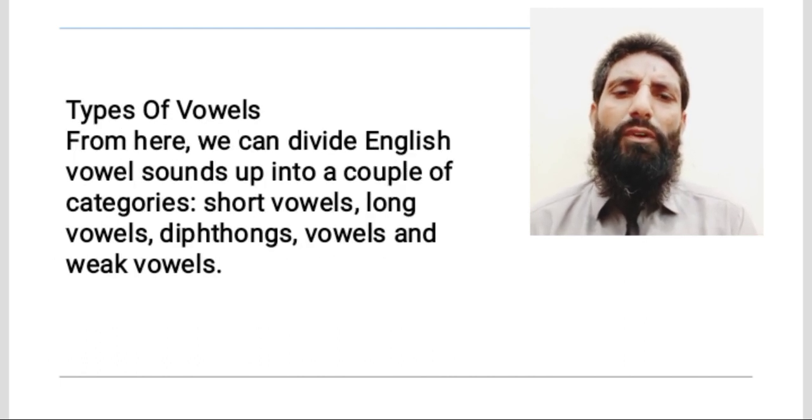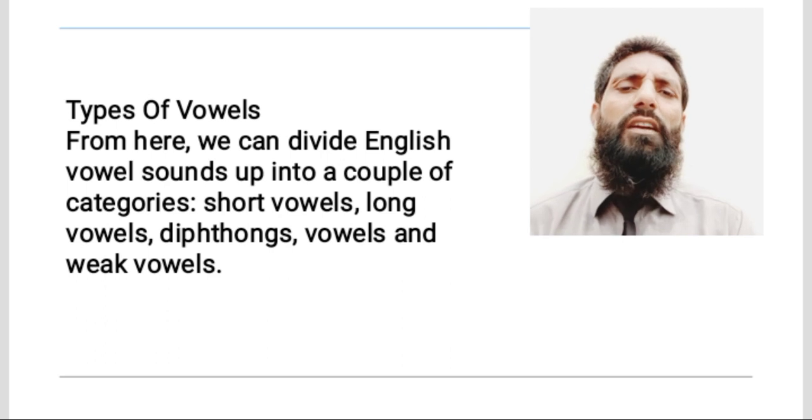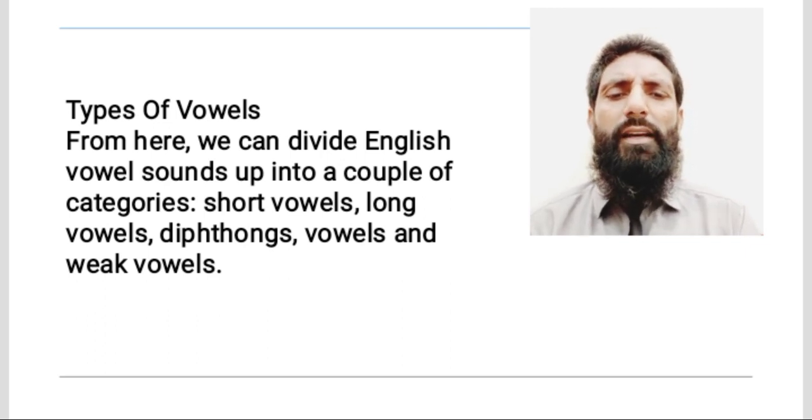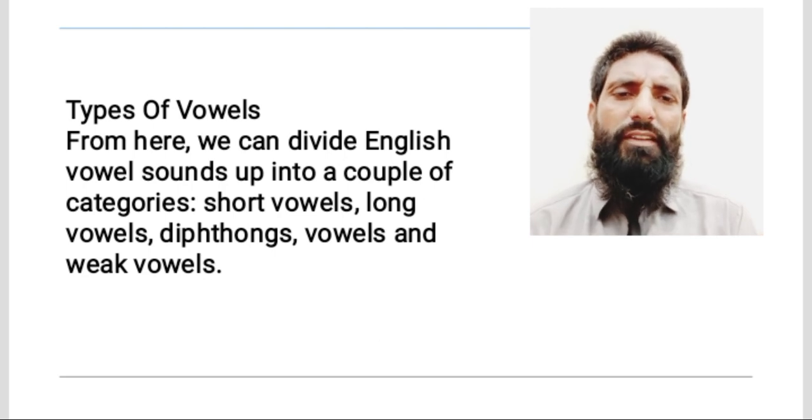Types of vowels. First of all, let us discuss the types of vowels, and then we will try to understand what are the syllables. Words can be monosyllabic, disyllabic, and polysyllabic, but we will discuss these words later. Let's first focus on the types of vowels. From here, we can divide English vowel sounds into a couple of categories like short vowels, long vowels, diphthongs, and weak vowels. So let's try to understand these four types of vowels on the distribution of the slides.